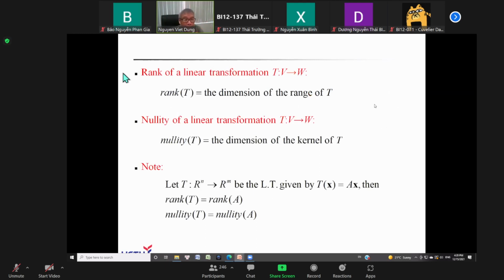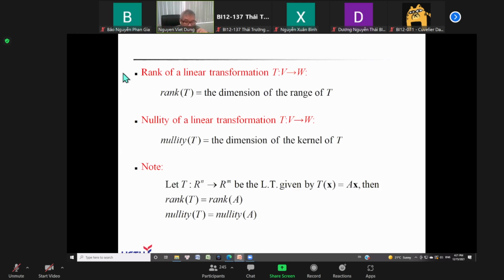Now next, that is some name. The rank of a linear transformation T from V to W will be defined to be the dimension of the range of T. And we can also define the nullity of a linear transformation T from V to W. We define it to be the dimension of the kernel. So for a linear transformation T from V to W, we have the kernel. The dimension of the kernel will be the nullity. And we have the range. The dimension of the range will be the rank of T.